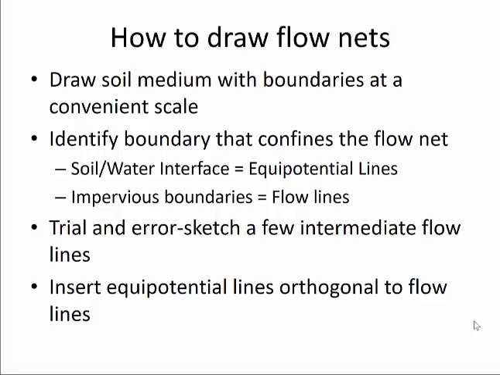Then you want to identify any boundaries that exist that confine that flow. For instance, the water-soil interface is an equipotential line. Any impervious boundary, for instance around a wall or along an impervious layer, is going to represent a flow line. From there, you trial and error some intermediate flow lines between the flow lines that already existed based upon the boundary conditions that you saw. Then, once you have appropriate intermediate flow lines, you create equipotential lines orthogonal to those flow lines to create quasi-squares. So let's go over an example of that now.